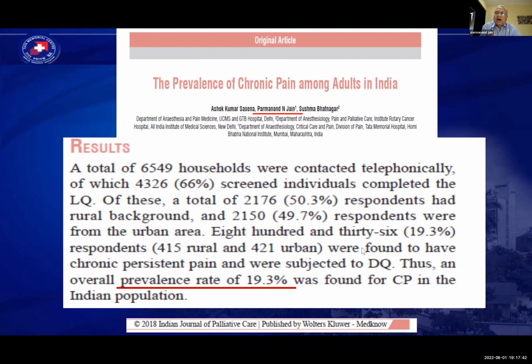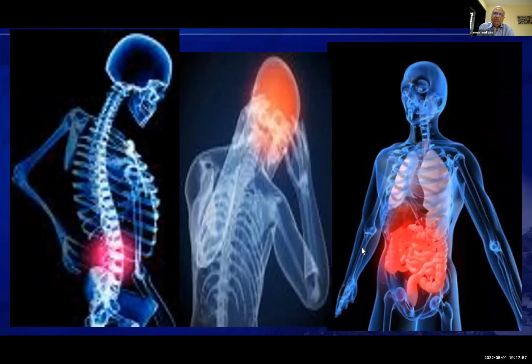Both surveys told us that they are all taking over-the-counter Boviran and Combiflam. So you can understand how much they are actually harming their organ systems. So this is common, going on everywhere.